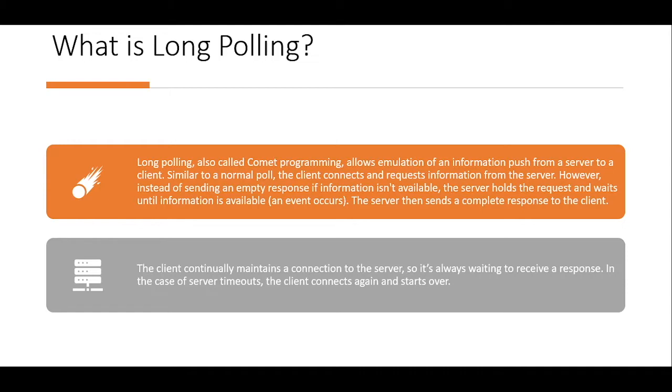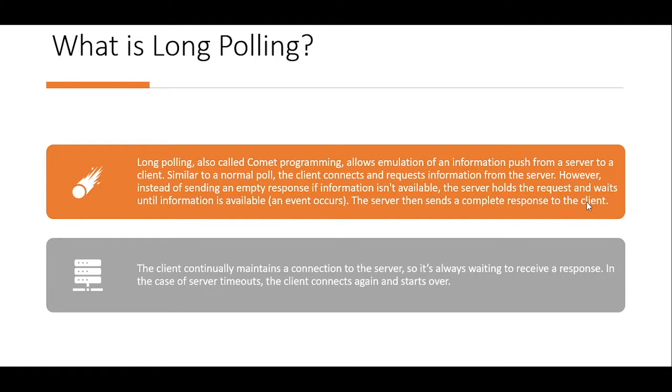Now when you try to learn CometD in the documents, you will also see long polling. So you may be wondering, what is that? What does that mean? So let's see what the definition says first. Long polling, also called hanging GET, allows emulation of an information push from a server to a client. Similar to a normal poll, the client connects and requests information from the server. However, instead of sending an empty response if the information is not available, the server holds the request and waits until information is available. The server then sends a complete response to the client.